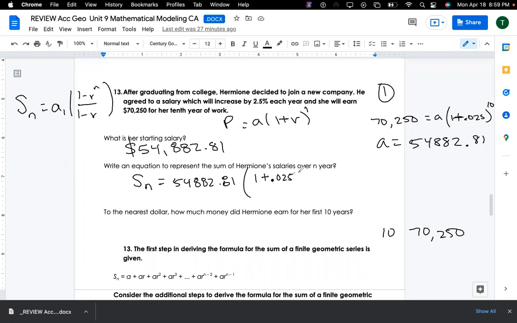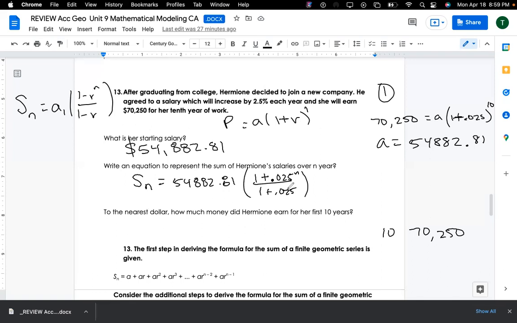And we're going to say to the nth power, and we're going to divide that by 1 plus 0.025. Okay, and that is how you would write the equation to represent the sum of her salaries. So what that means is each year you would be adding up, like the first year she made 54,000, the next year she made 56,000, right? So you would add that each year.